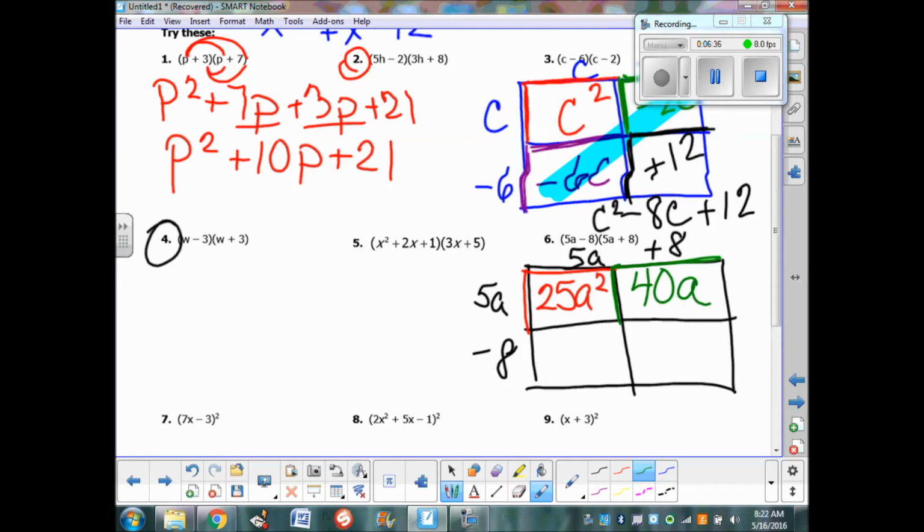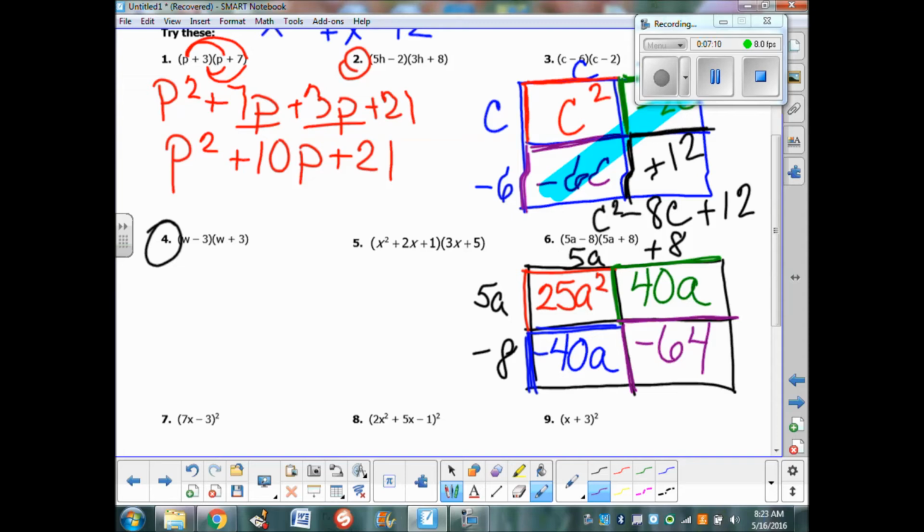Second one, length times width, 5a times 8, 40a. Bottom left here, negative 8 times 5a. Length times width again, negative 40a. And then that last box, the bottom right, negative 8 is the length of that side times positive 8. Negative 8 times positive 8 is negative 64.